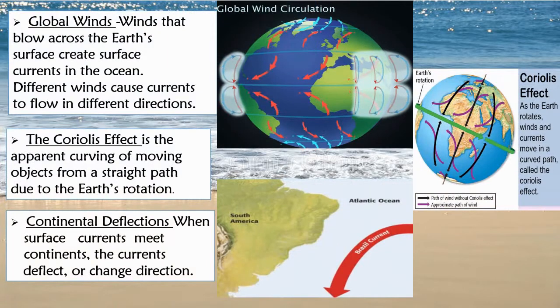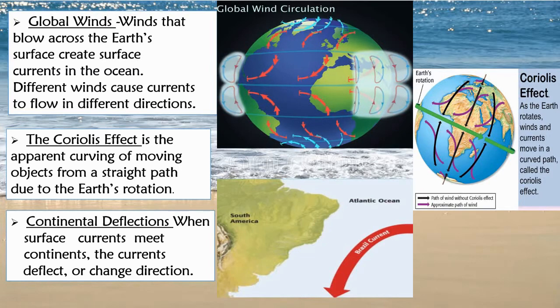The first one is the global winds. Surface ocean currents are generated mostly by the winds, and their patterns are basically determined by the direction of the winds. Winds that blow across the Earth's surface create surface ocean currents. Different winds cause currents to flow in different directions.